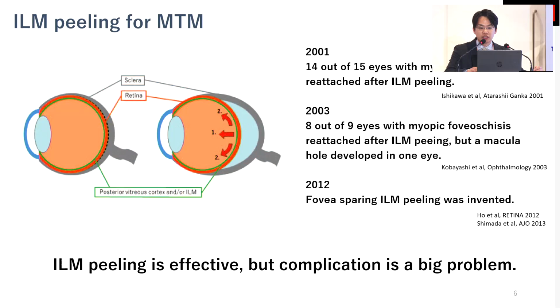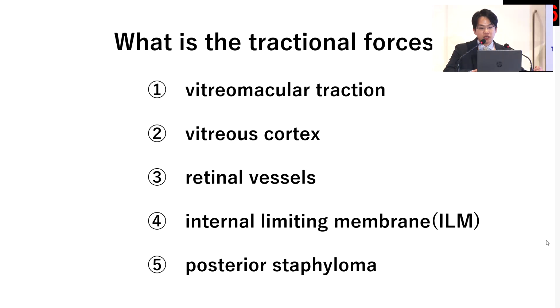So how can we decrease the tractional forces? Vitrectomy with ILM peel has been shown to result in anatomic resolution of MTM and to improve visual acuity. However, there is a big complication, postoperative macular hole. In 2012, Dr. Ho and Dr. Shimada invented fovea-sparing ILM peeling. Recently, the FSIP technique is widely used for MTM surgery. So today, I especially focus on retinal vessels.